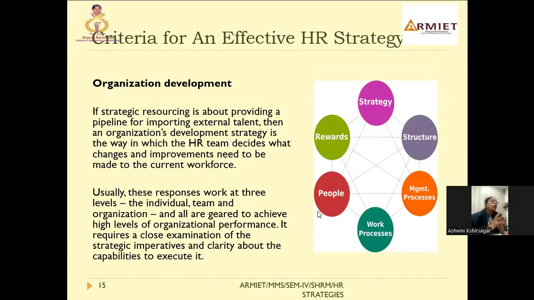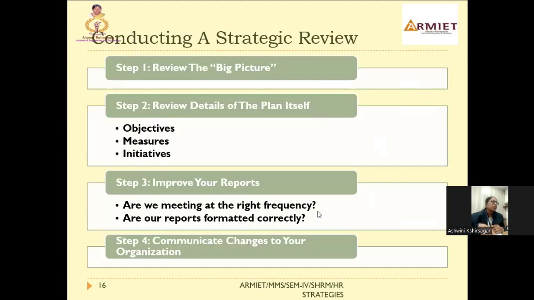What is organization development? How is it effective? Organization development is related to reward, strategy, structure, management process, work process, and people. How will they explain, what is the clarity, what is the capability of each and everyone needs to be identified. So these are the things which we need to go ahead with.